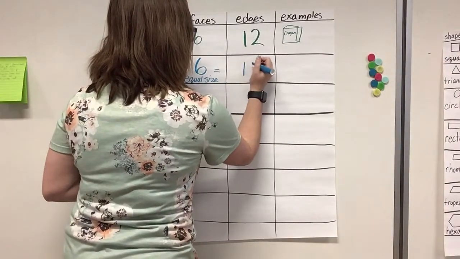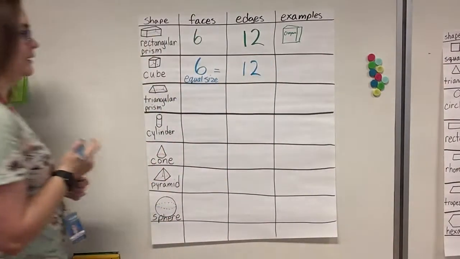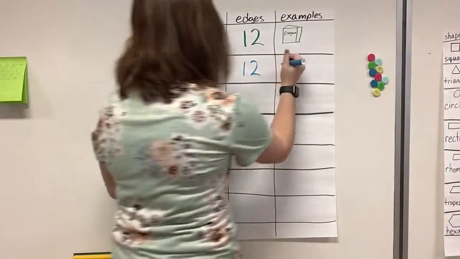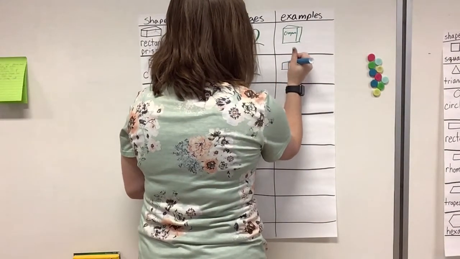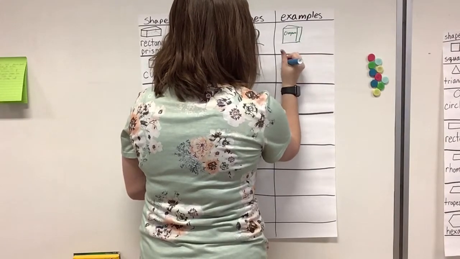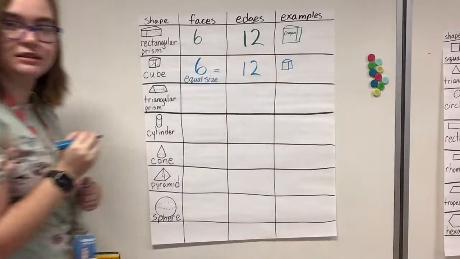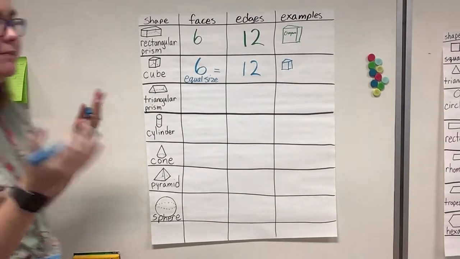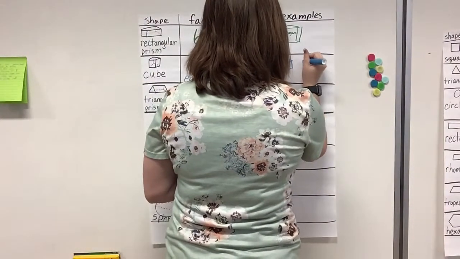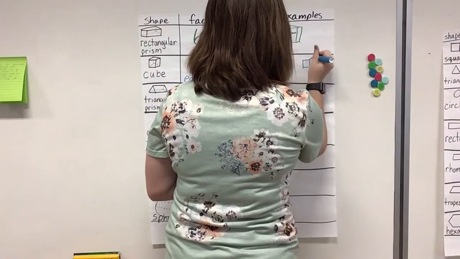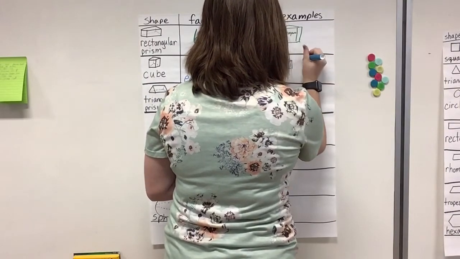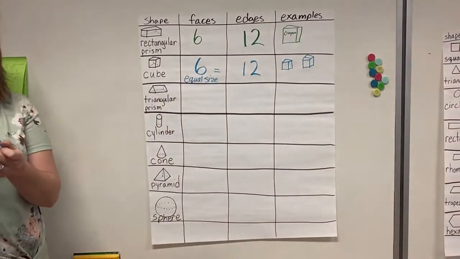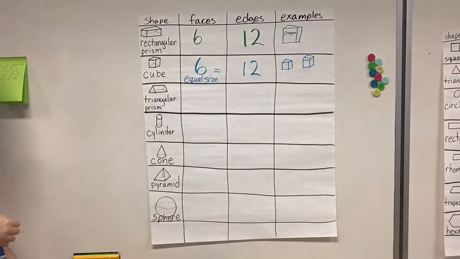So 12 edges. When I think of a cube, an example I think of is the cube we use in math. It's just the different colors. Remember, we use them to build and help us make our bar models. But I also think of different boxes that I've used for like moving and things like that. So it has like the two little flaps that holds all your stuff when you move. So those are the two things I think of.